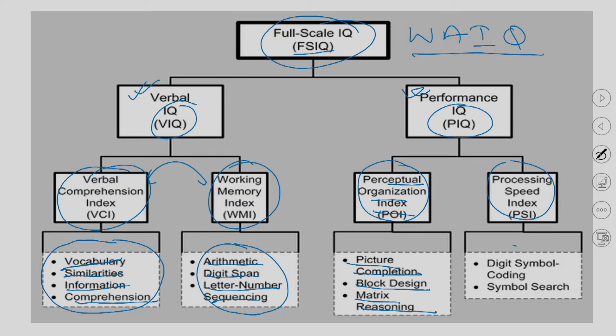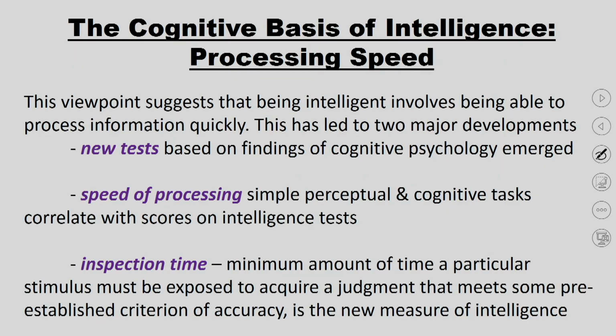The processing speed index test has digit symbol coding. So, there are certain digits and there are certain symbols and a code is provided to that which is non-verbal, and so you have to match it. And symbol search. So, a maze is given to you where certain symbols are hidden and you have to quickly find out where the symbols are. So, this is the recent version of the test.